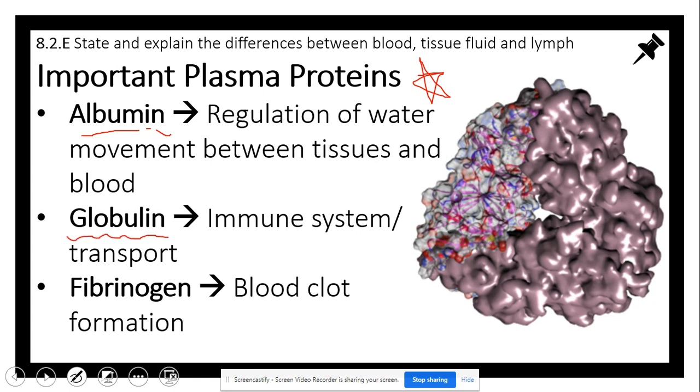Globulins are immune system and transport. Antibodies are called immunoglobulins. And then fibrinogen helps with blood clot formation. That can be good or bad, depending. But when you get like a scab or something like that, fibrinogen is helping out with those platelets.